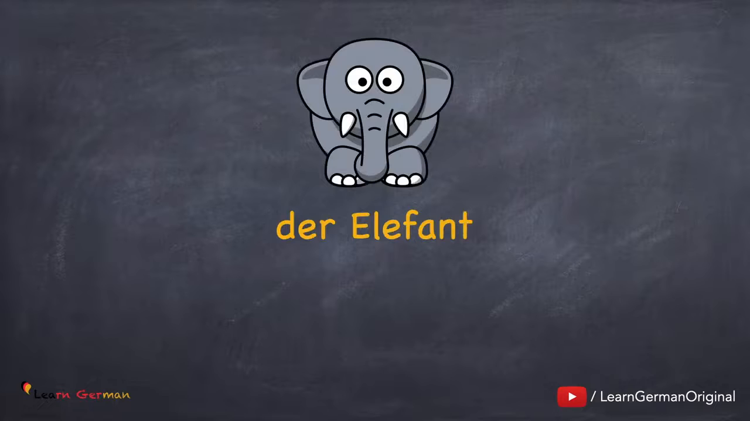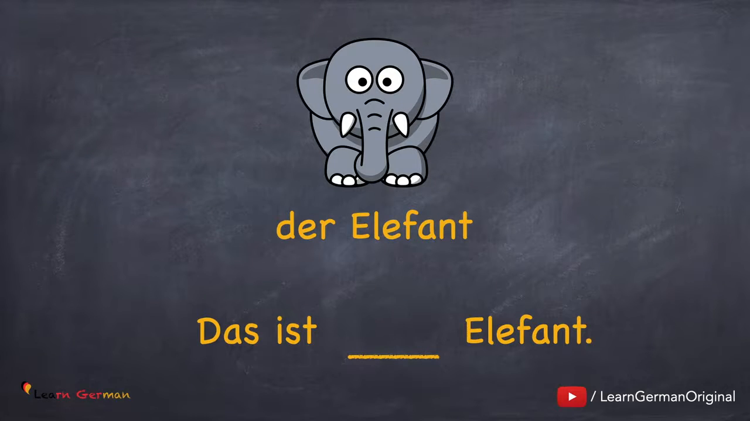Let's move on to the next one. Der Elefant. So what would be the unbestimmte Artikel here? Das ist ein Elefant.